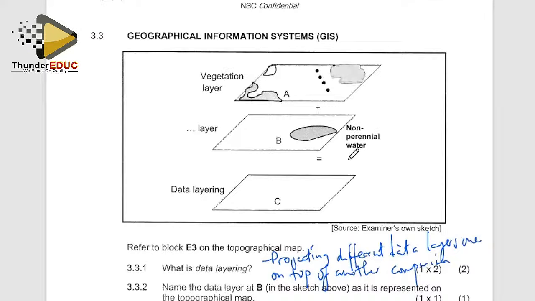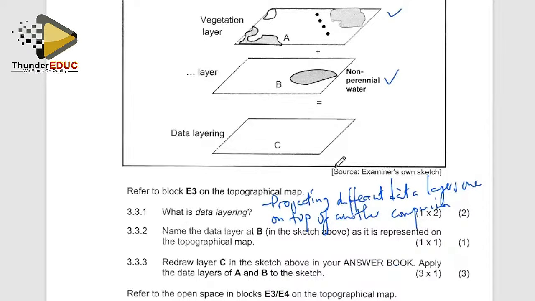So you are seeing this is data with non-perennial water, and this is data with vegetation, but they are elevated on top of each other. That is projection, or projecting it on top of another. We are layering, putting a thematic layer and another layer on top of the other, so that we can analyze the relationship between those two, and do spatial analysis.